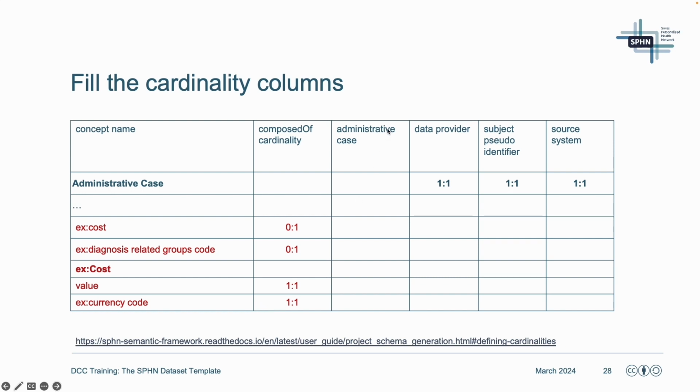We also have 4 particular cardinalities where a concept can directly link to an administrative case, to a data provider, a subject pseudo-identifier, or a source system. So you can see that the administrative case is connected to the data provider institute, and one administrative case must connect to at least 1 and only 1 data provider. Same for the subject pseudo-identifier and the source system. For further information, you can go to our Read the Docs and read the documentation about it.